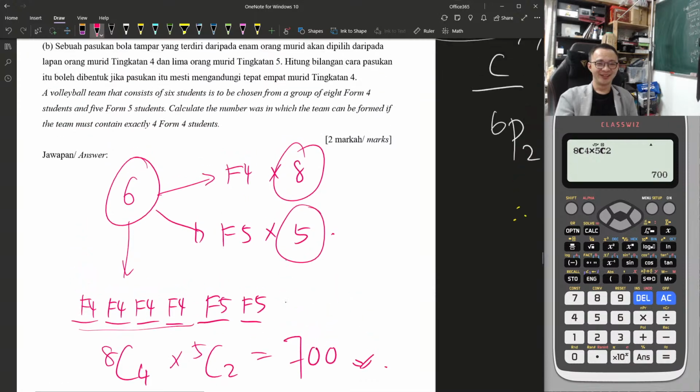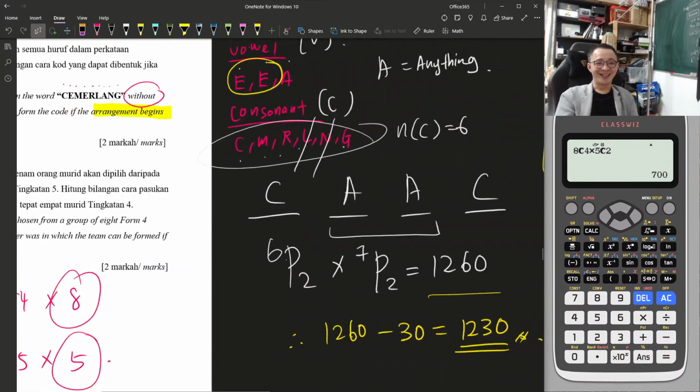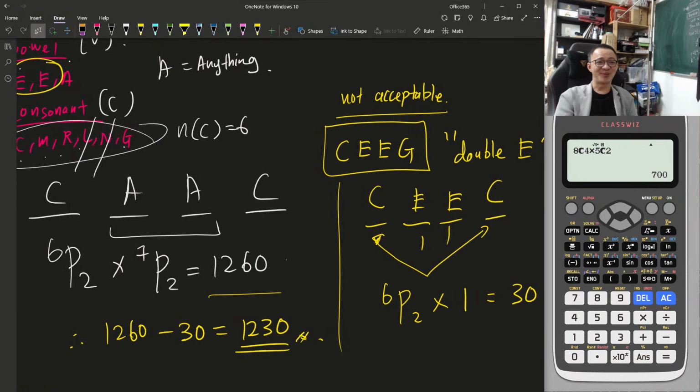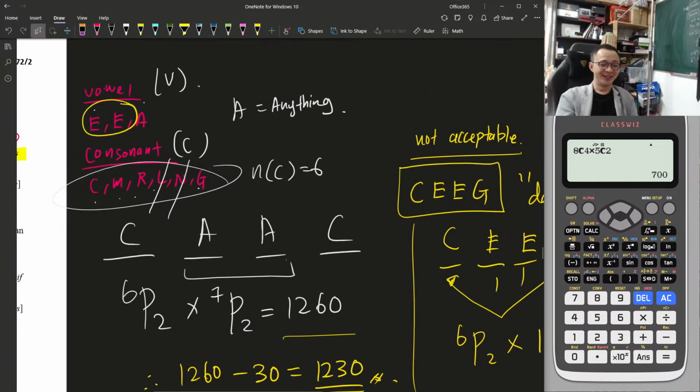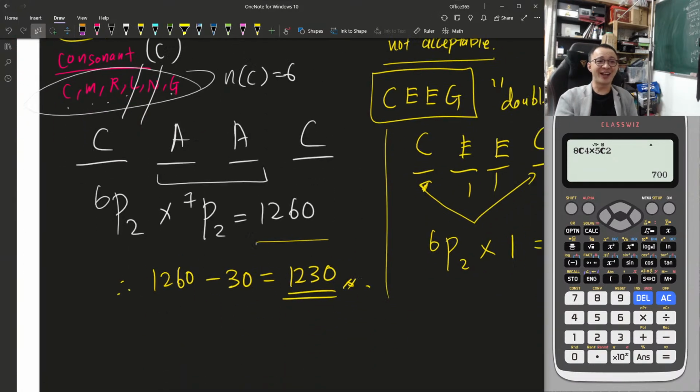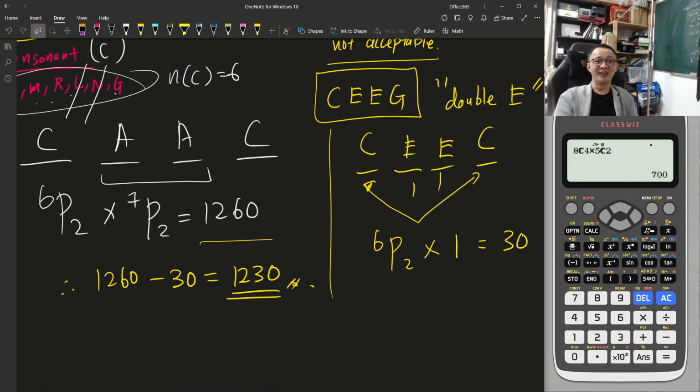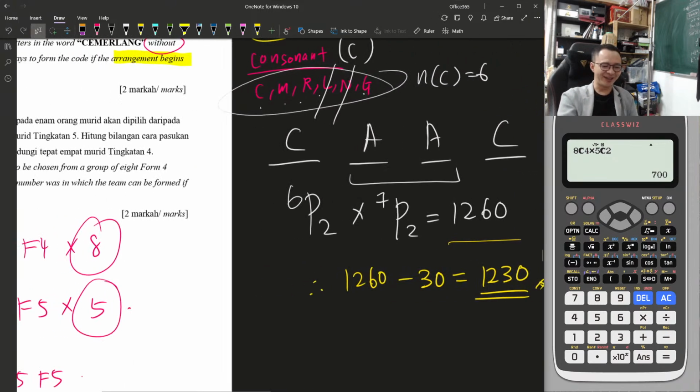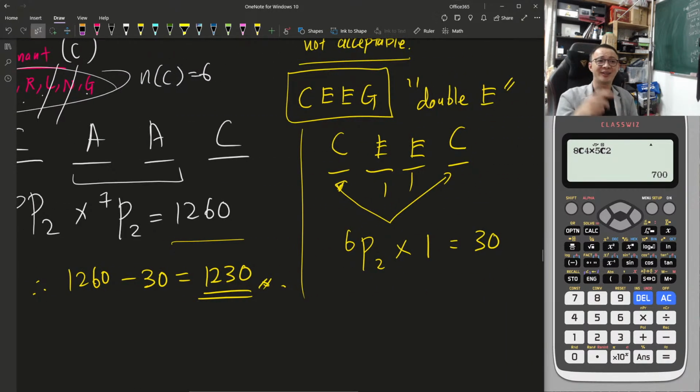Yes, I checked the marking scheme before I made this live streaming. I know the answer is 1260. If there's no double E, maybe this is E and another one is O, with no repeating letter, I will not do this extra step, which is minus the double E thing, because the question says the letter code cannot be repeated. This is the reason why.